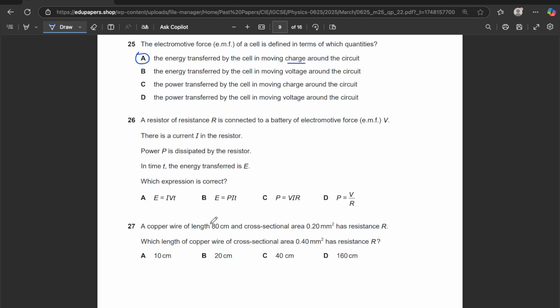26. A resistor of resistance R is connected to a battery of electromotive force EMF V. There is a current I in the resistor. Power P is dissipated by the resistor. In time T, the energy transferred is E. Which expression is correct? Well, this is just testing how well you know the equations. Energy is actually power times time, right? Power is defined by I times V, so energy will be IVT.